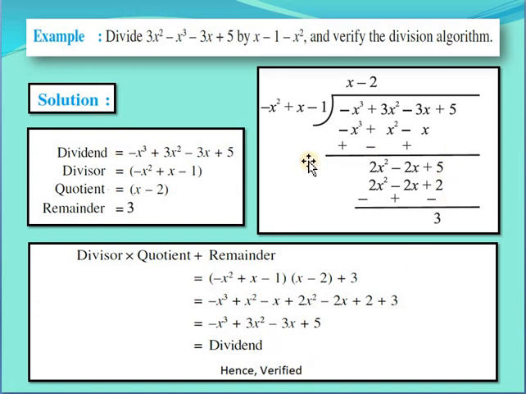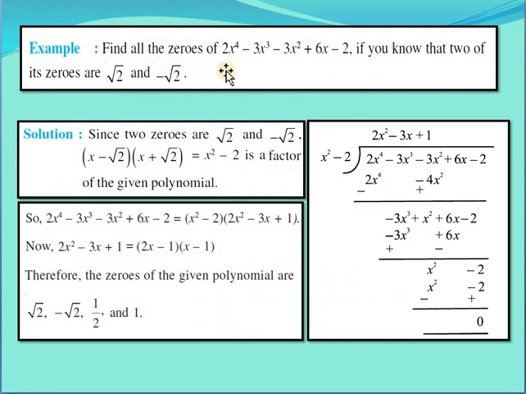So this is a very important question. You can expect similar types of questions in the examination. So prepare properly. Let's take another example. Find all the zeros of 2x to the power 4 minus 3x cube minus 3x square plus 6x minus 2, if you know that two of its zeros are root 2 and minus root 2. These types of questions are very important from the examination point of view. So start writing all these types of questions in your copy, solve them again and again and practice similar types of questions. So let us see here.